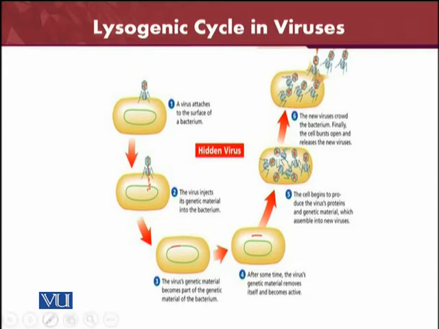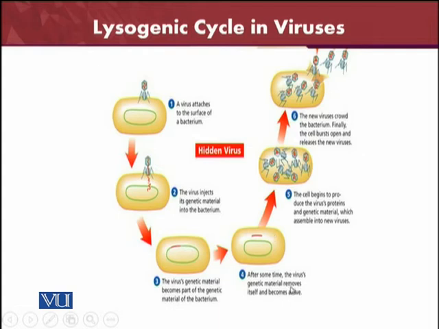You can see the first step, just like we have already studied: the virus has to come in contact with the bacterium and attach to its surface. Then the virus will inject its genetic material into the bacterial cell, which can be DNA or RNA. Then the genetic material becomes a part of the genetic material of the bacterium. Here is the genetic material of the bacterium and the virus, so it will become part of it.